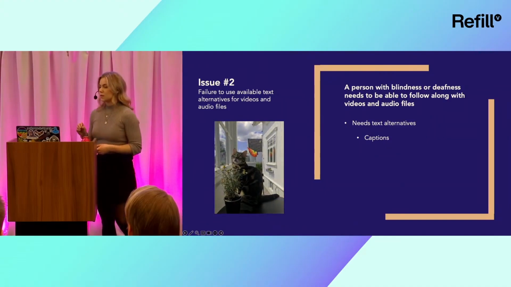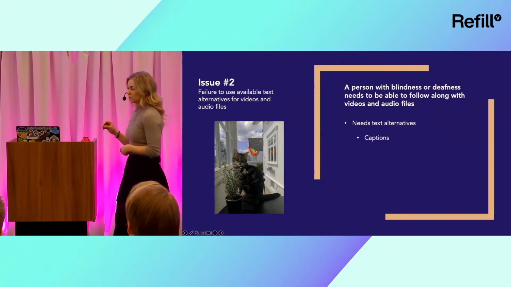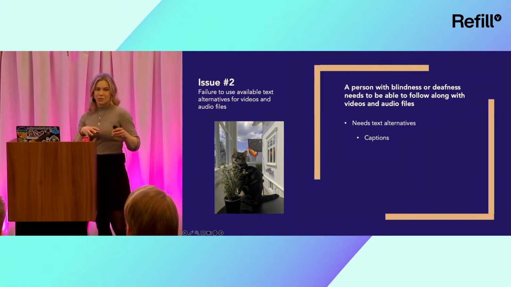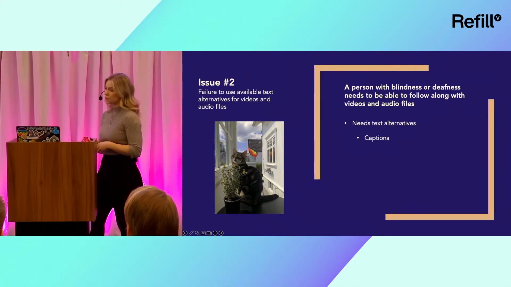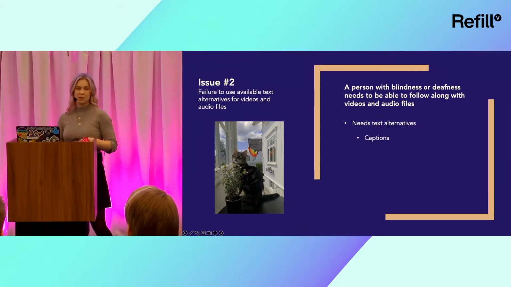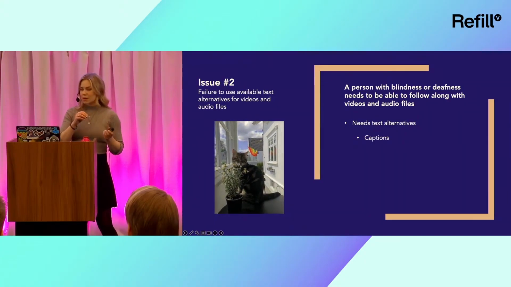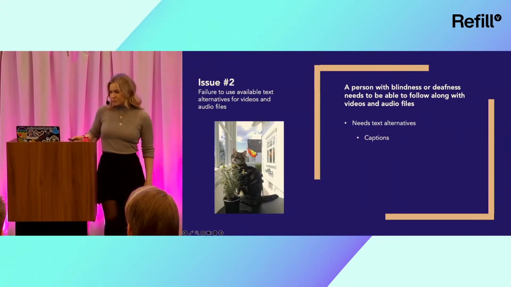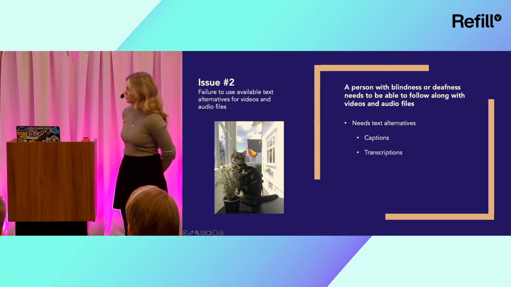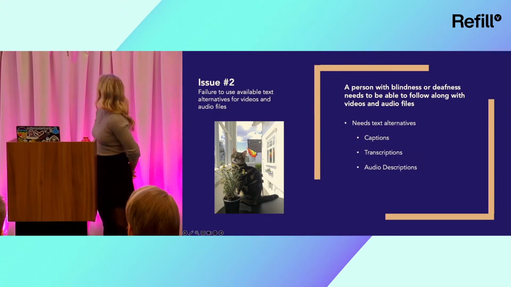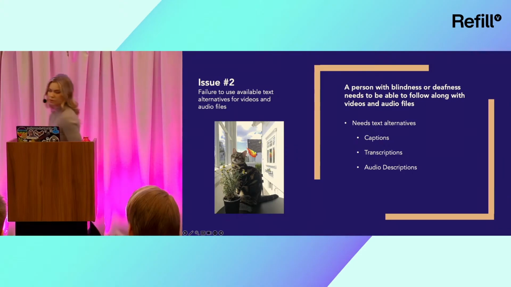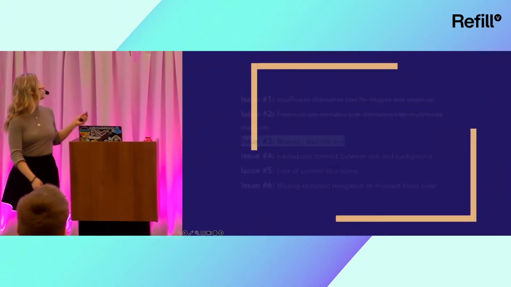And make sure that the captions are readable by a machine and not burned into the video, because a screen reader or other assistive devices will not be able to read them if the captions aren't implemented properly. We have transcriptions. Audio files and videos must have text transcriptions. And we have audio descriptions. Videos with important visual elements must include audio descriptions for visually impaired users.